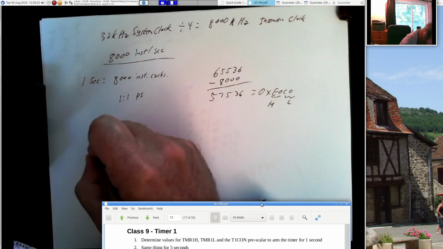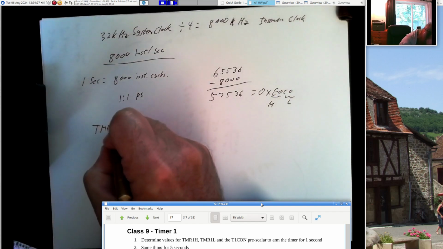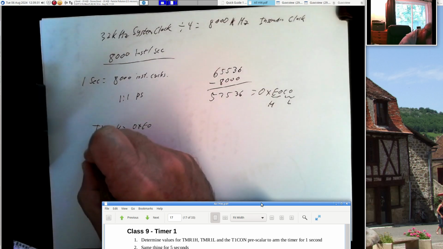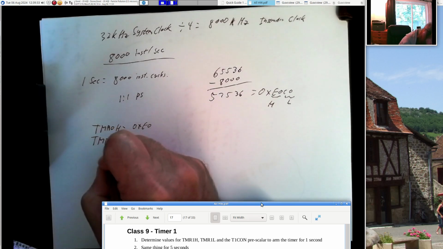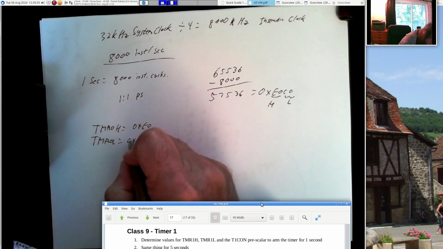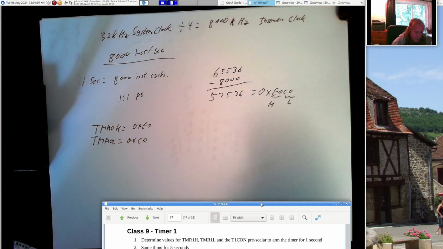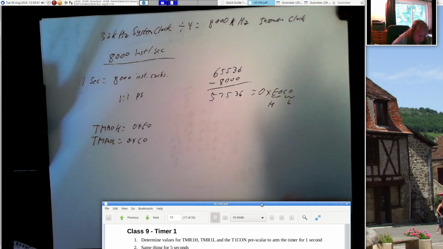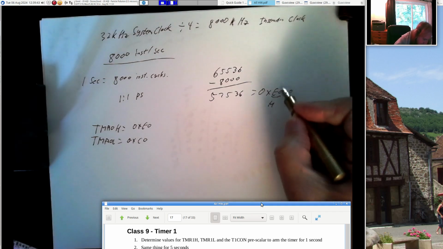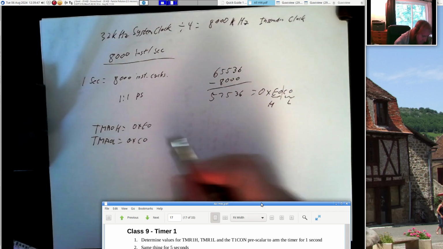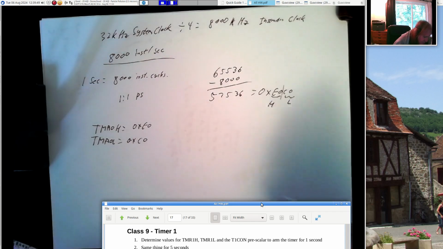So our initialization condition is timer 0 H equals E0, timer 0 L equals C0. Remember, these are 8-bit registers, but we're trying to represent a 16-bit number. So what do we do? We take our 16 bits, we break it in half. Put the 8 most significant bits into the high, put the 8 least significant bits into the low.